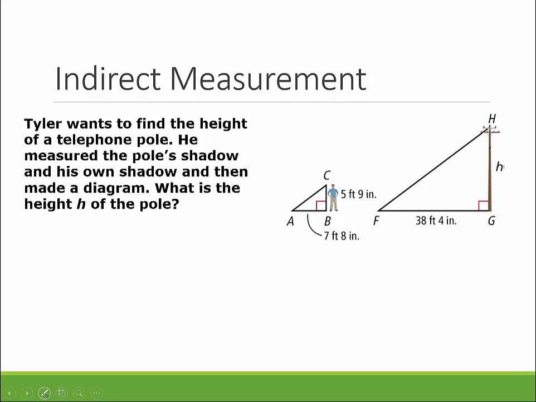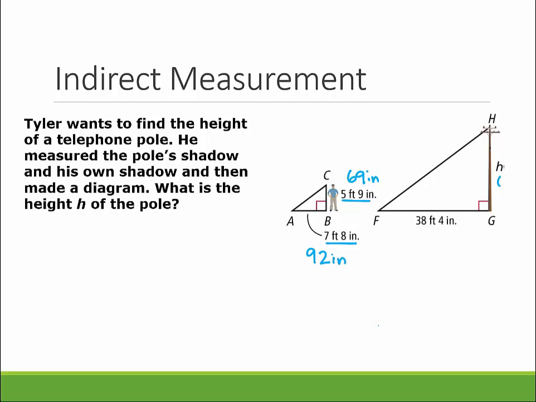Now, one thing we need to be careful about when we solve a problem like this is that these heights are in feet and inches. And the English system is annoying here because we can't just write 5.9, because it's 9 inches. So what we're going to do is just change everything to inches. Remember 5 feet is really 60 inches, so he is 69 inches tall, and 7 feet is really 84 inches plus the 8, so his shadow is really 92 inches long.